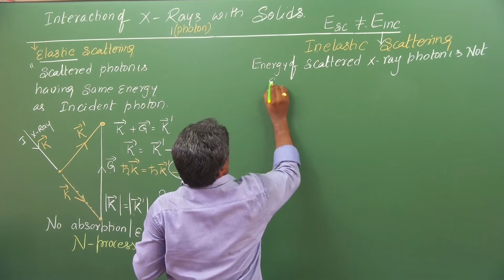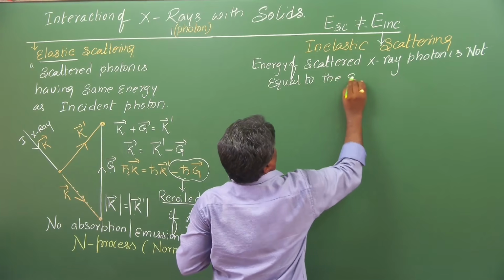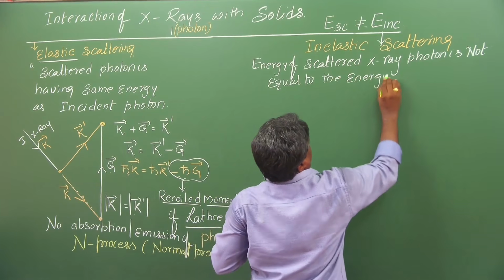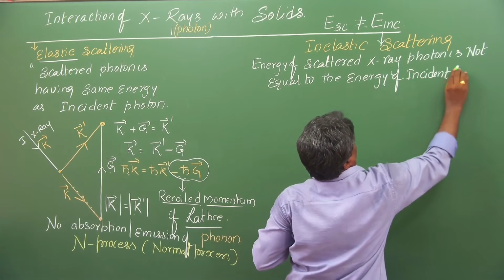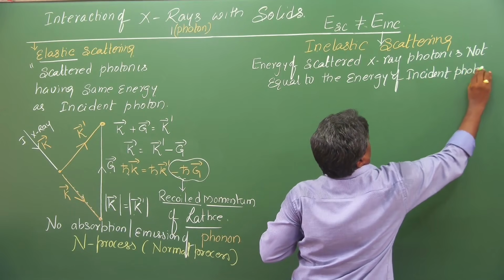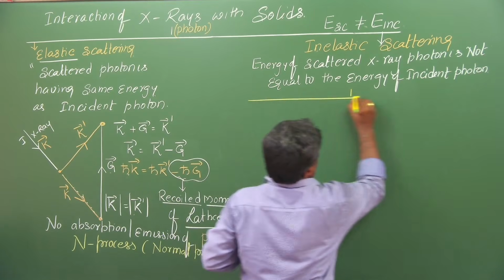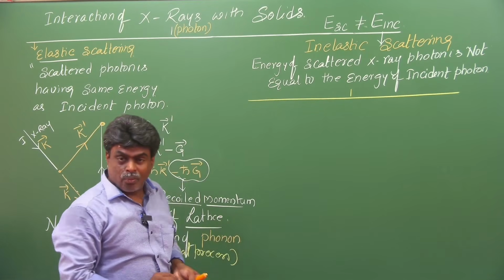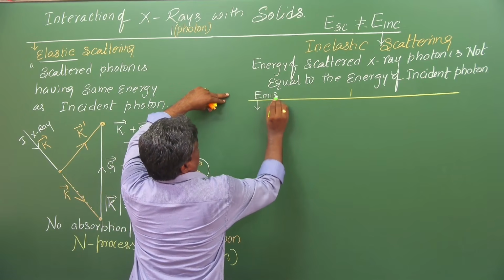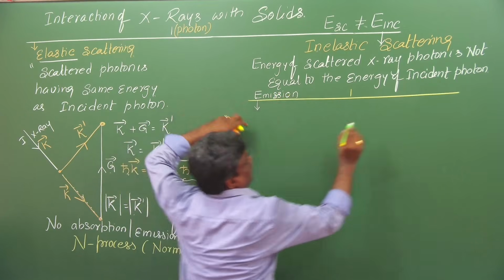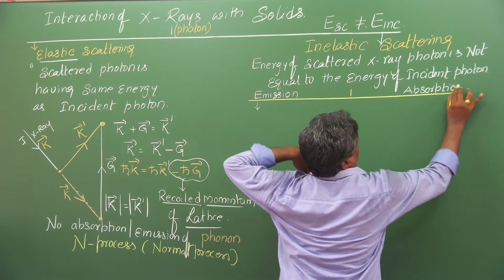equal to the energy of the incident photon. So here we come across two types of process. One is emission of something. Let us see what it is emitting. Emission. Another is absorption. All of you please listen.